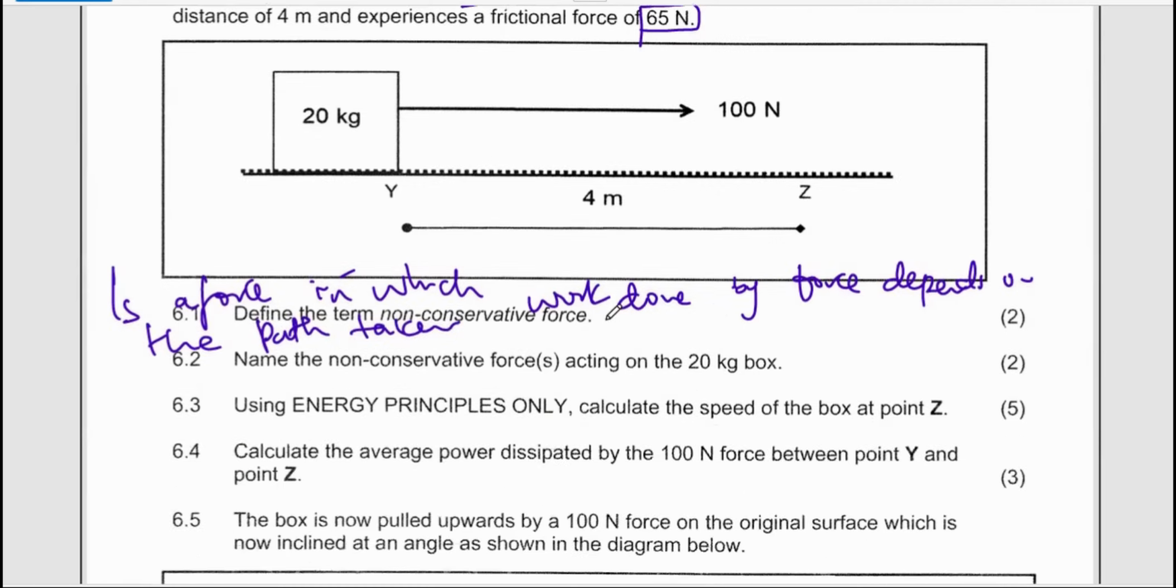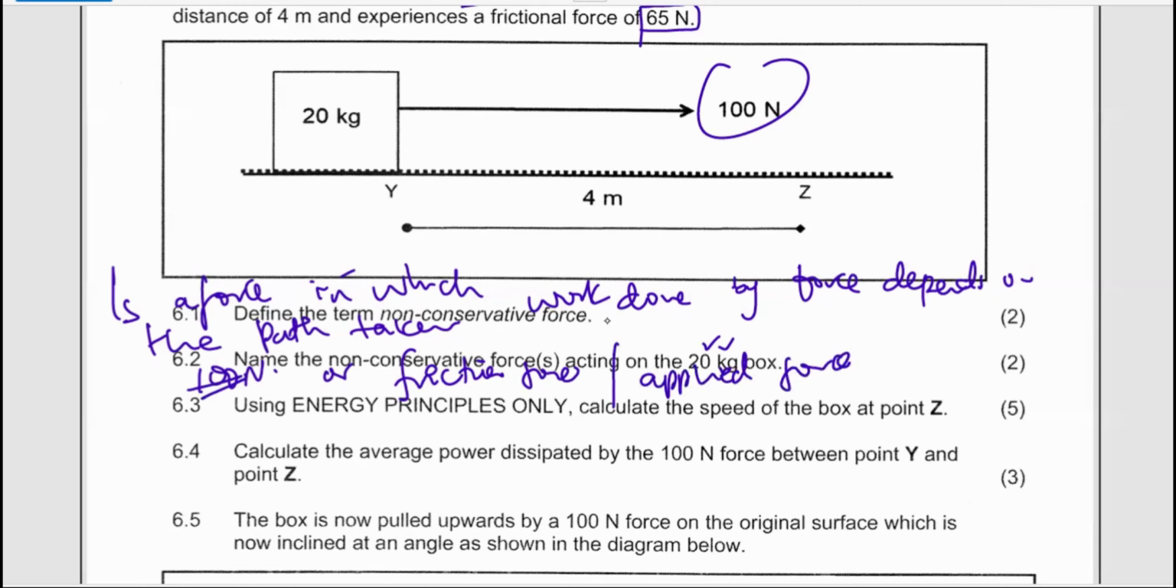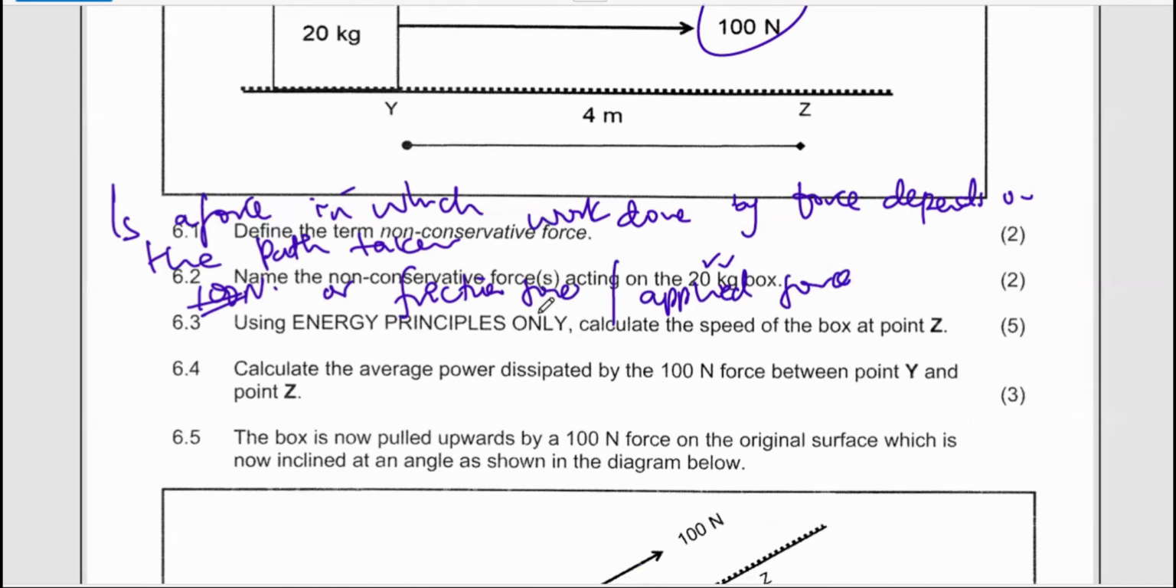They ask us to name the non-conservative force or forces that are acting on the 20 kg box. So we have the 100 newtons, which is the applied force, and then we also have the frictional force.